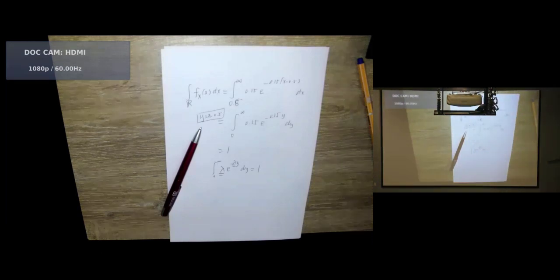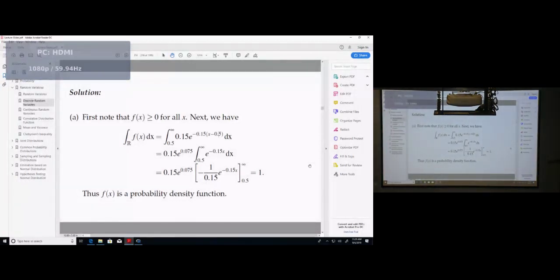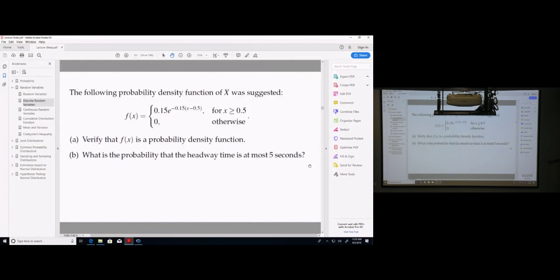Yes? When the slide says that f of x is greater than 0 for all x, do we just have to say it, or do we have to give a reason? In this case, you can say that it's pretty obvious, because the exponential function is non-negative over this range. I think there is a call of judgment here, about how much you have to explain.